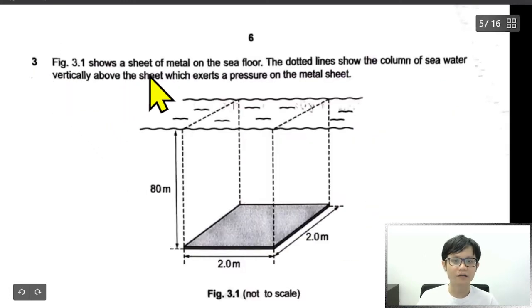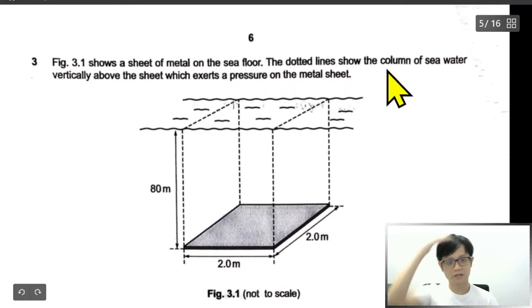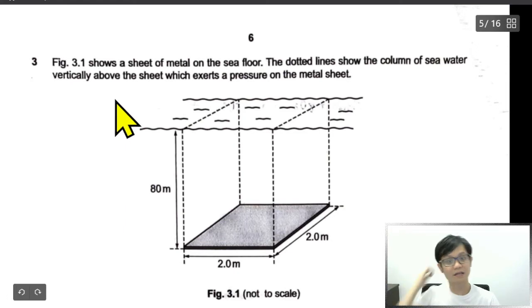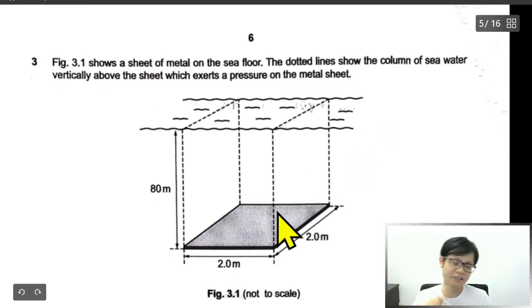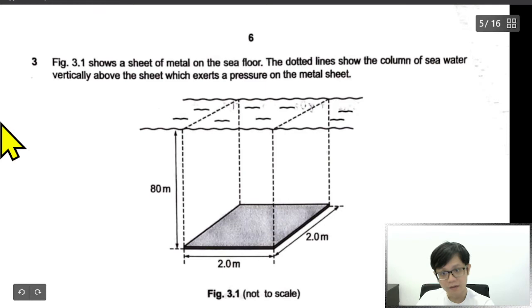Figure 3 shows a sheet of metal at the sea floor. The dotted line shows the column of seawater vertically above the sheet. We exert pressure on the metal sheet. So basically, what is this question talking about? I think this question is talking about the pressure on the floor of the ocean. Because as you know, as you go deeper down the ocean, you will have a higher pressure.